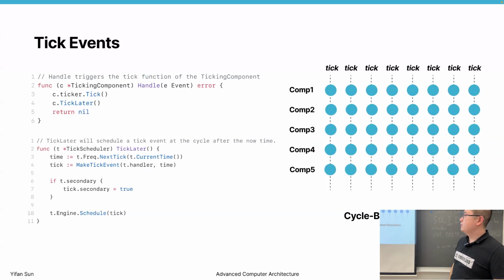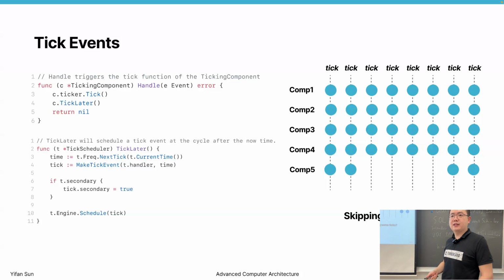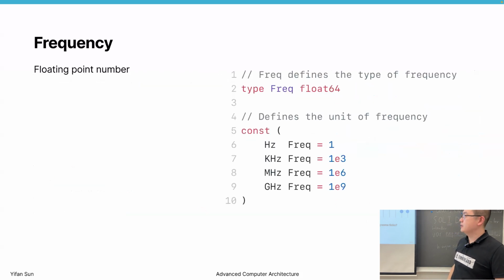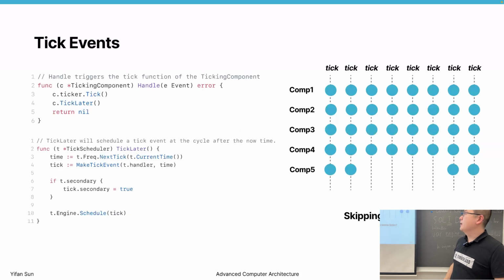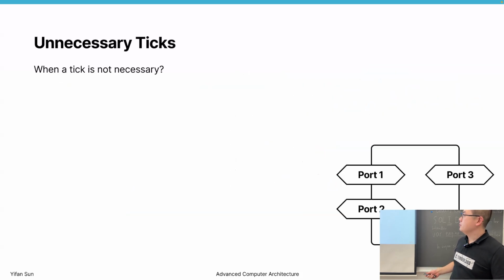Okay, so what about the advantage of event-driven simulation is skipping some ticks, right? So when we can skip some ticks, how can we support skipping ticks? Let's talk about frequency later. We say if we want to skip ticks, that means those ticks are not necessary, right? Those ticks, if we still tick them, it's not useful at all.